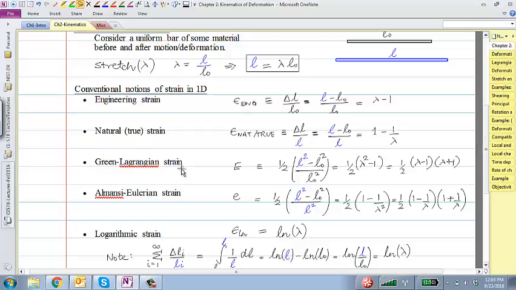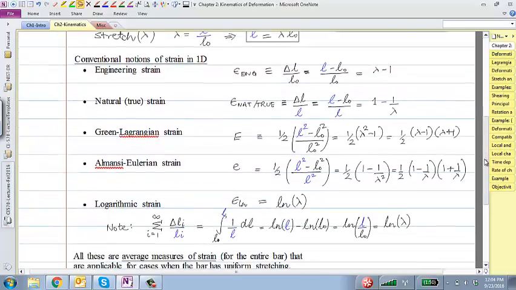So let's take a look at some of these other measures. There is something called the Green Lagrangian strain. This is going to be an important measure of strain for us when we are looking at these finite deformations of a body. So this is defined as half of L square minus L0 square, or if you simplify that out, you get basically half of lambda square minus 1. Once again, if lambda is 1, this is 0. So it satisfies that condition. An Eulerian-Almansi strain, which is 1 minus 1 over lambda square. This is also something that is extensible to large finite deformations.